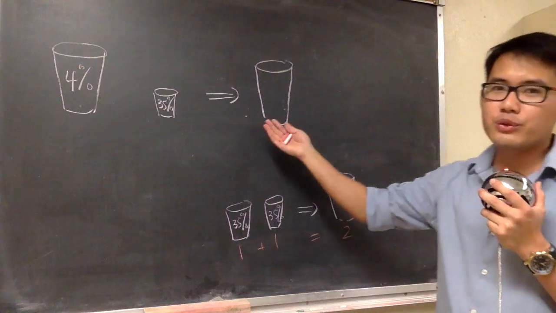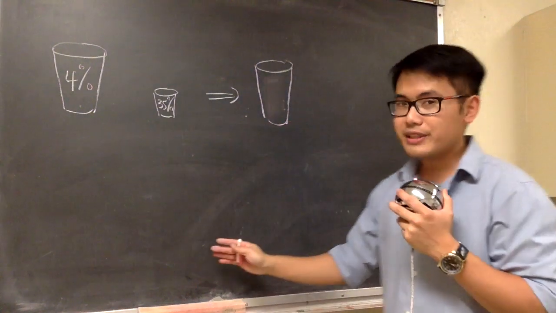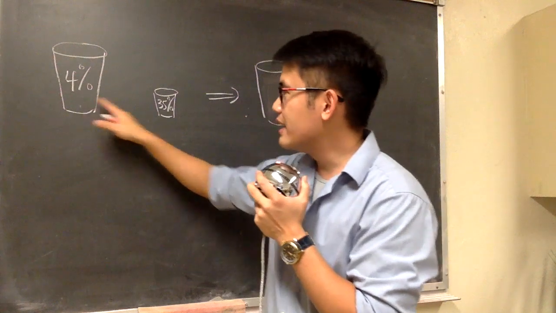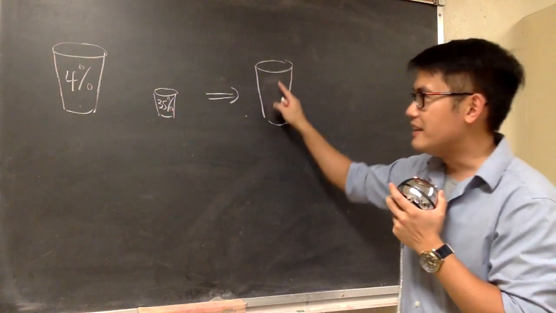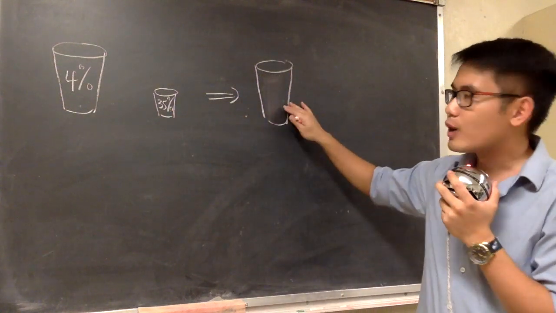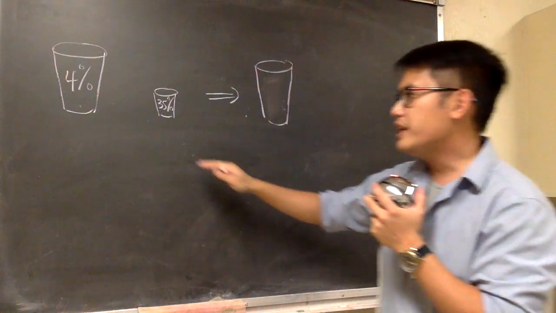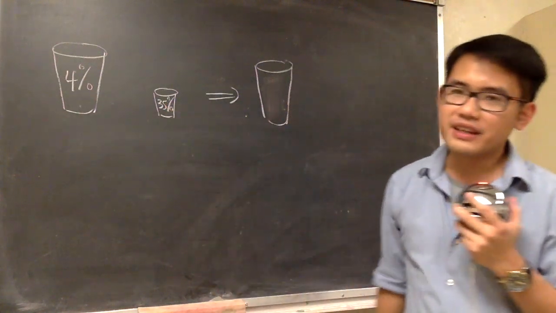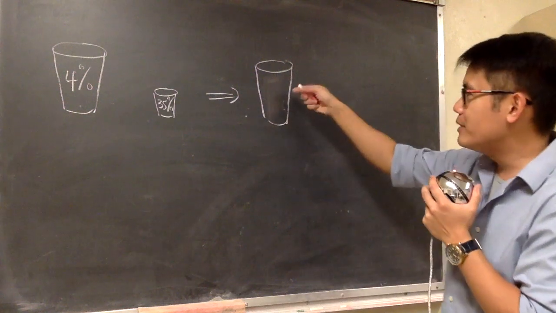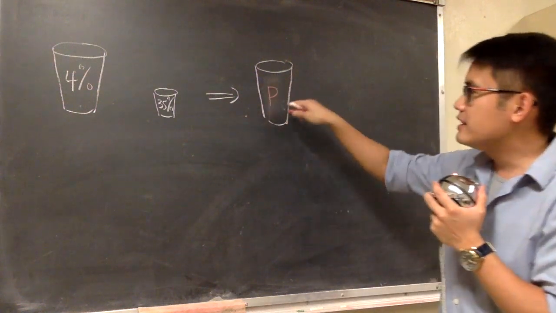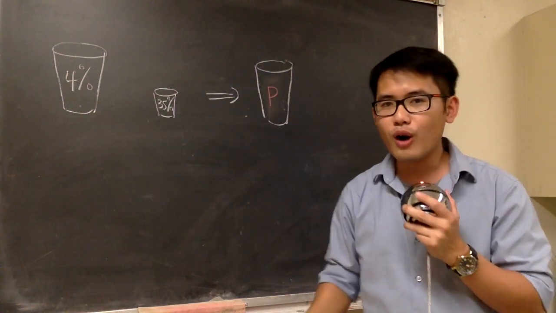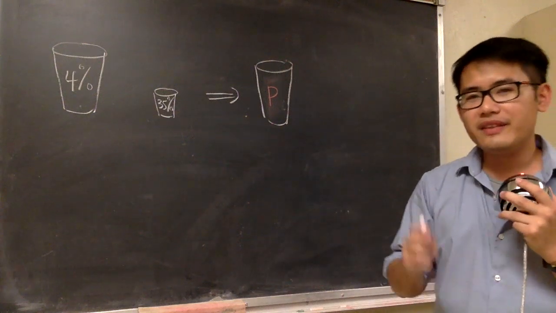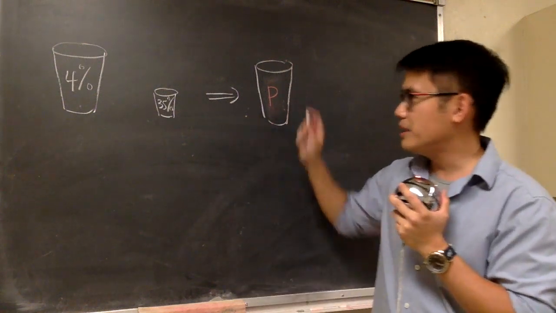And now let's move back to the original question. So the idea is this. When we mix the 4% with 35%, at the end, we actually don't know the alcohol concentration yet. We cannot just add the 4 and 35 together. So let me put down P right here, and this will represent the percentage of alcohol for the final drink. And this is what we can do to figure out P.